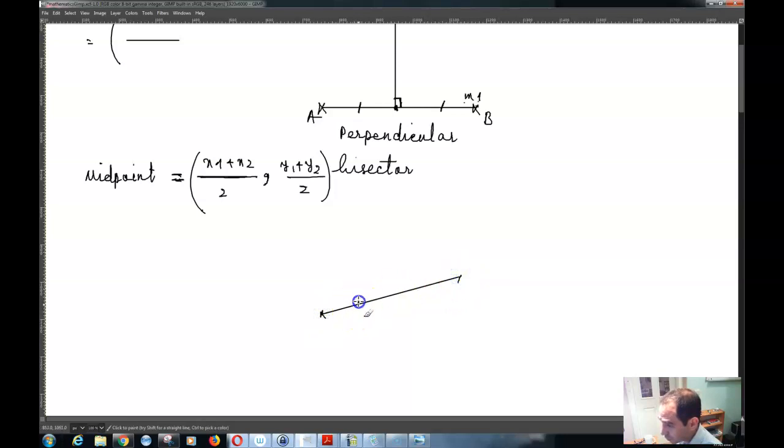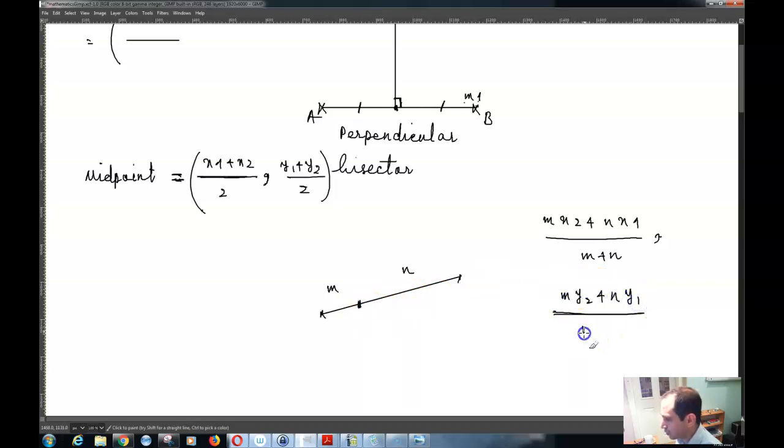Now, what's important here is that the coordinates of this point, if it divides this line in the ratio m to n, the x coordinate is m times x2 plus n times x1 over m plus n, and the y coordinate of this point is m times y2 plus n times y1 over m plus n.